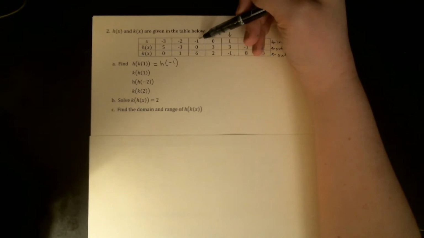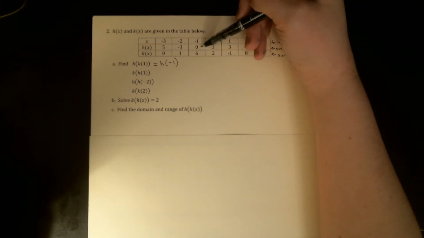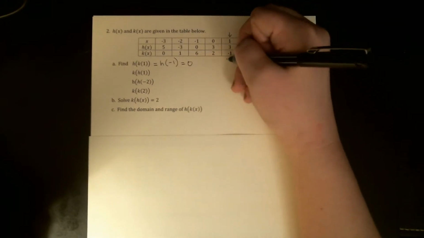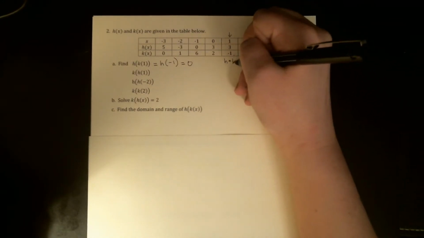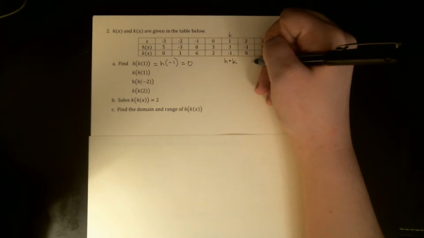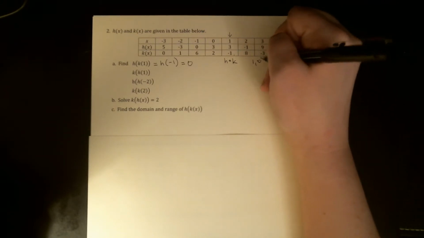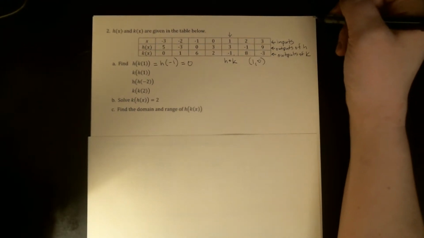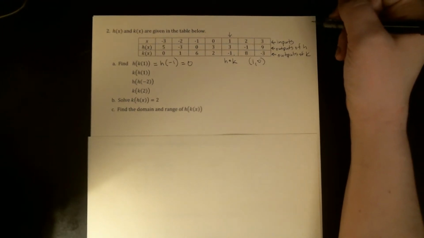So if I'm inputting a negative 1 into h, outputs of h are in the second row. That means that I will get back a 0. And again, what's important here is that this tells us that h of k goes through the point 1, 0. So the input is 1, the output is 0. That negative 1 in the middle is just our work to figure out the final output.